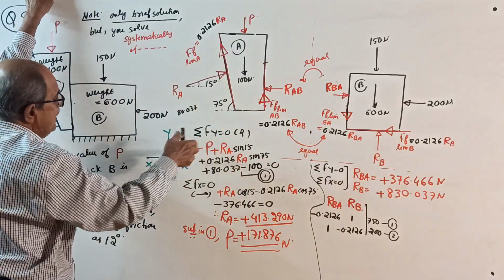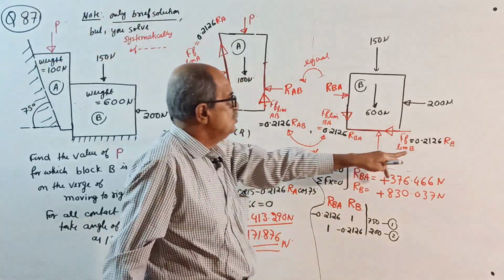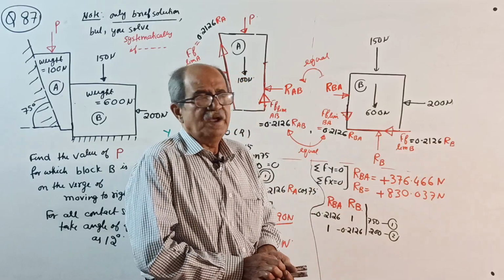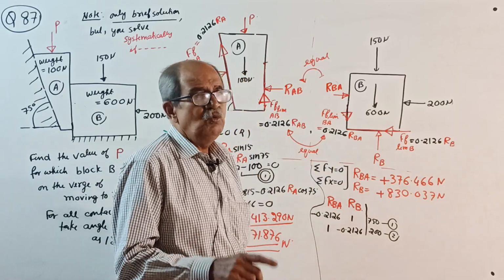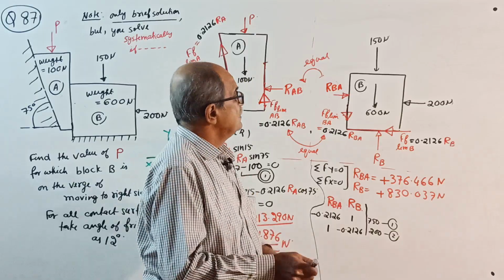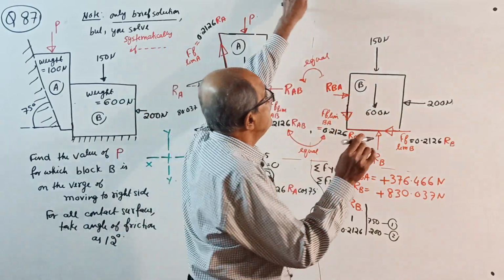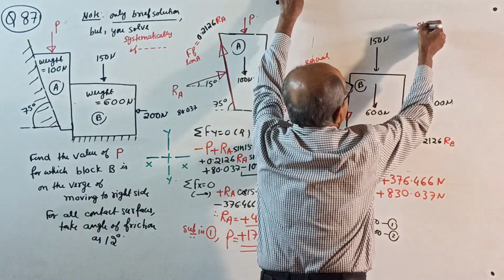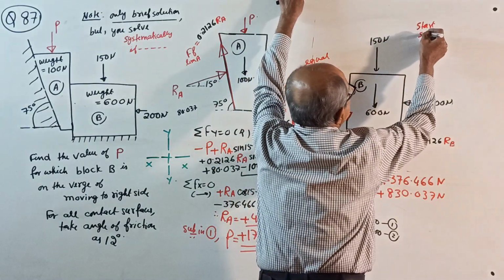It is moving right side, friction left side, 0.2126 RB. Okay, now this much over. Now very, very careful, this small you make a note. Now you do one thing. Now start solving. This much you make a note.